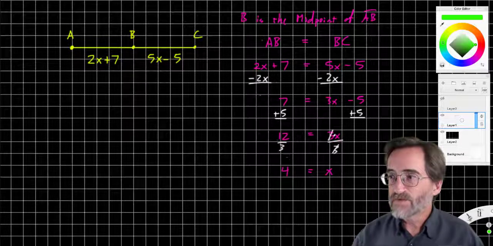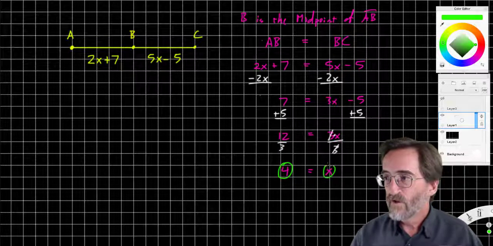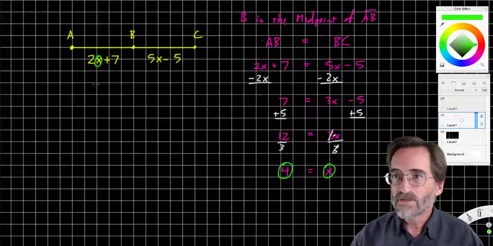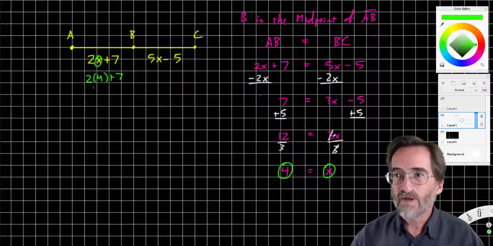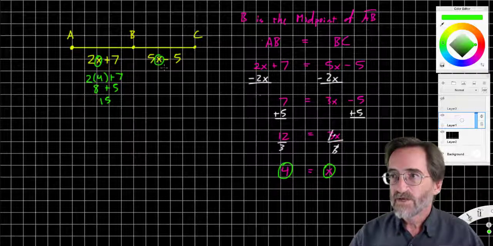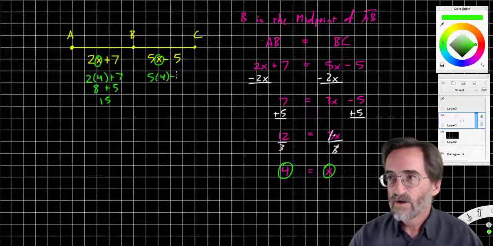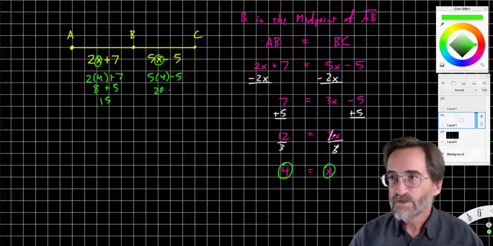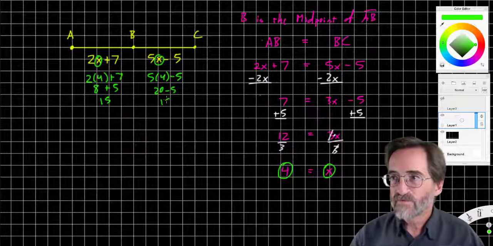I can substitute 4 for x in both of these expressions. 2 times 4 plus 7. Now follow PEMDAS, multiply before add. 2 times 4 is 8. 8 plus 7 is 15. Okay, I can substitute 4 for x here. 5 times 4 is 20. 20 minus 5 is 15.